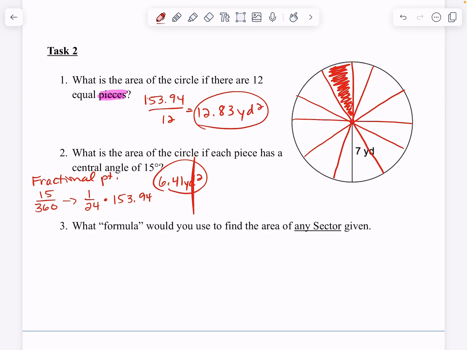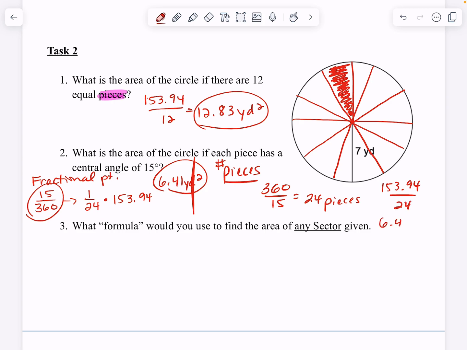Another method, and this is what a lot of people in class are using, is the idea of the number of pieces. They just flip this a little bit. Instead of doing this fractional part, I've seen a lot of students do 360 divided by 15, and they get 24. They say, I need 24 pieces of this circle. Then they take their area, 153.94, and divide it by the number of pieces. Either way, we're getting the same answer, and it all works. So in both situations, you've seen the number of pieces be a method, and you've also seen the fractional part.